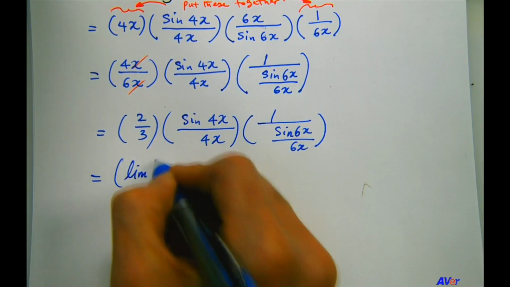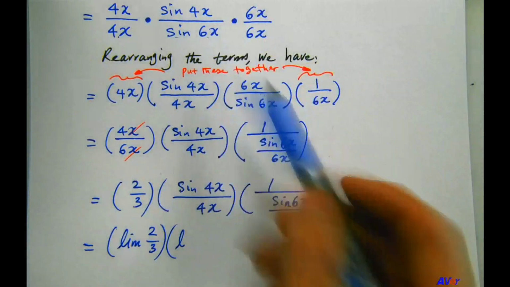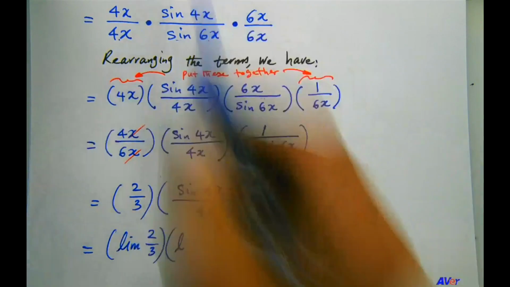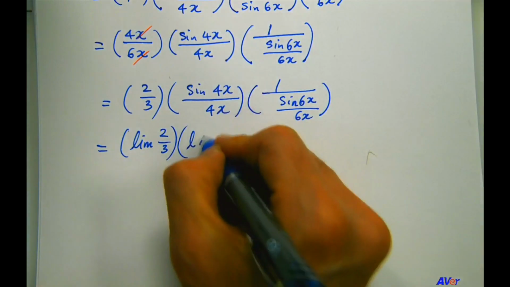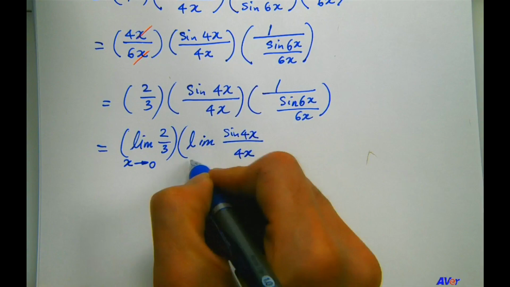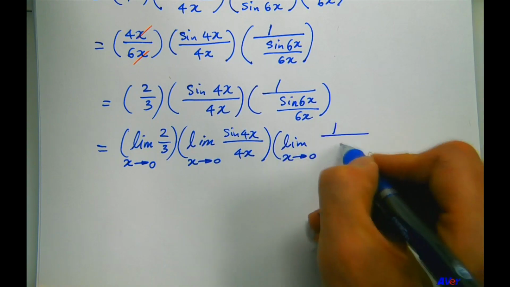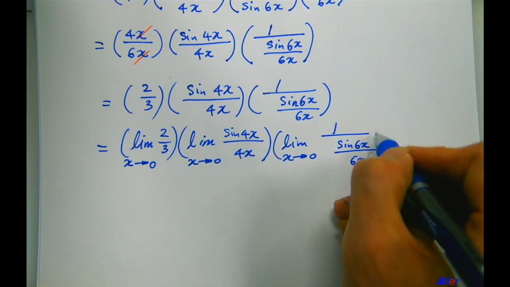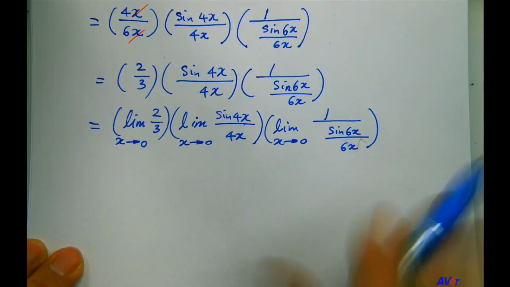So we have the limit of 2/3 as x approaches, as theta approaches. So in this case, just let me clarify. Theta is just a variable, right? In our case, that's just x. So it's okay if we use x. And then the limit of sine of 4x divided by 4x as x approaches 0, and the limit of 1 over sine of 6x divided by 6x as x approaches 0. Okay, again, this theta can be anything, any variable. In this case, it's 4x here, it's 6x here, and so on.